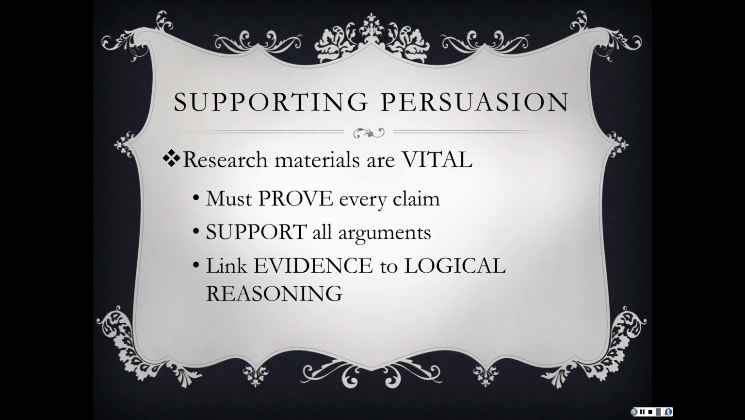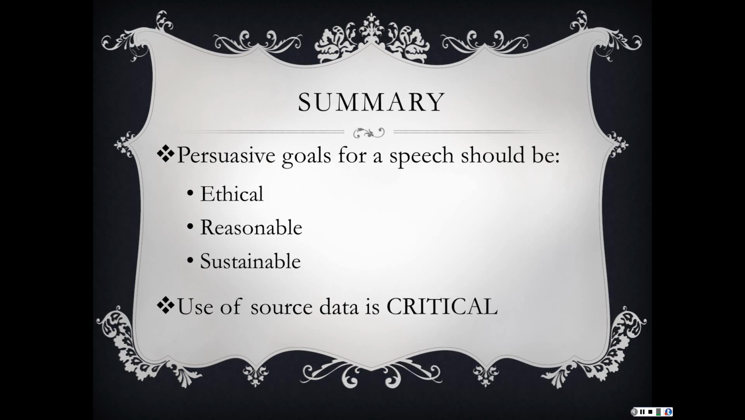Be familiar with both. So in summary, your persuasive goals for your speech should be ethical, and they should be reasonable. They should be something you can actually ask your audience to do. And they should be sustainable. And when I say that, I mean something that's good for the person and also good for the surrounding environment or their community. The use of your source data is critical, so you'll need to verbally cite your sources, and you'll need to use source data throughout your speech to really prove that your claims are true and give us a reason to believe your arguments.